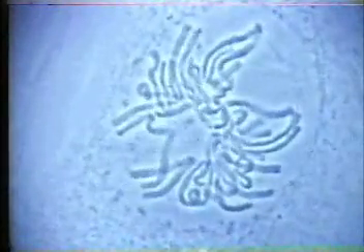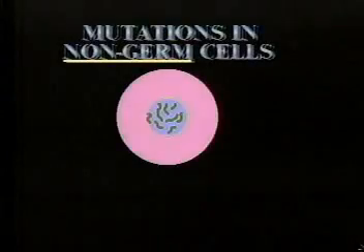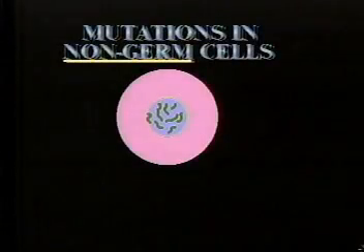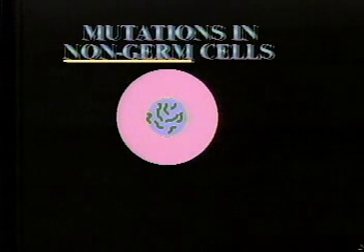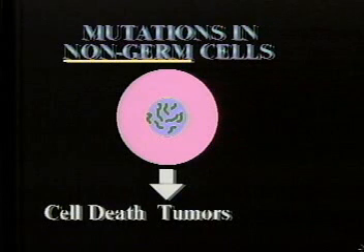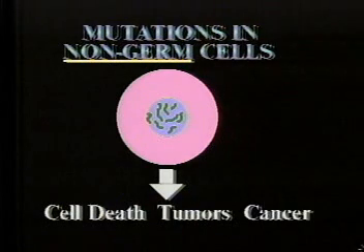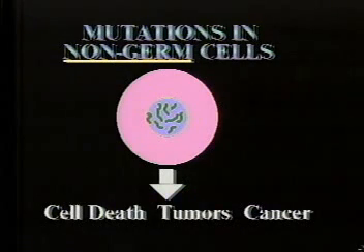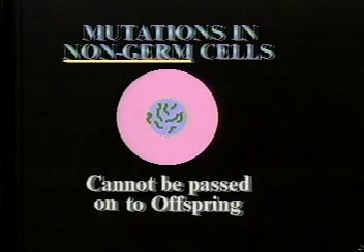A final class of mutations occur when the chromosomes themselves are damaged or broken, or, as is the case with Down syndrome, an entire extra chromosome is present. If mutations such as we have just seen occur in the DNA of non-germ cells, the result can be cell death, tumors, or uncontrolled cell growth, such as occurs in cancer. These mutations, however, are not passed on to the offspring.